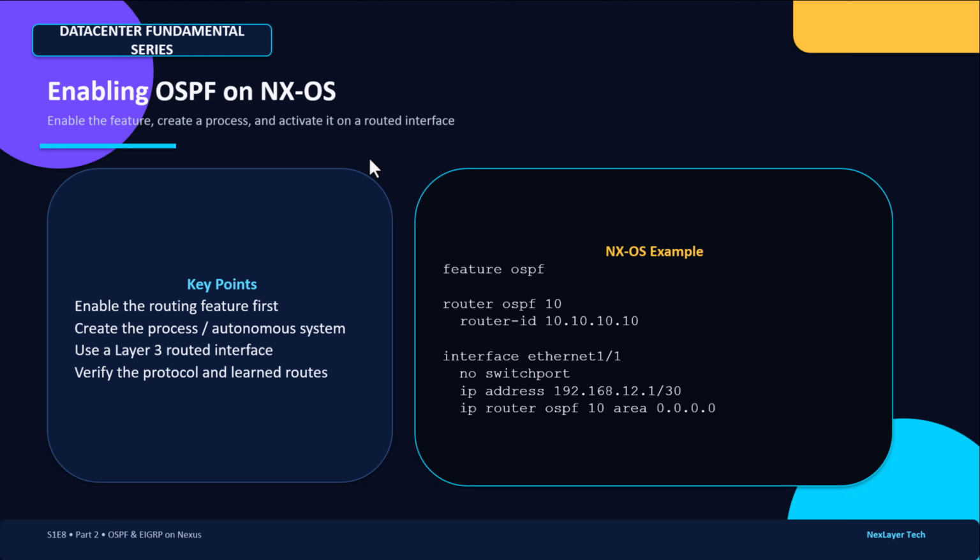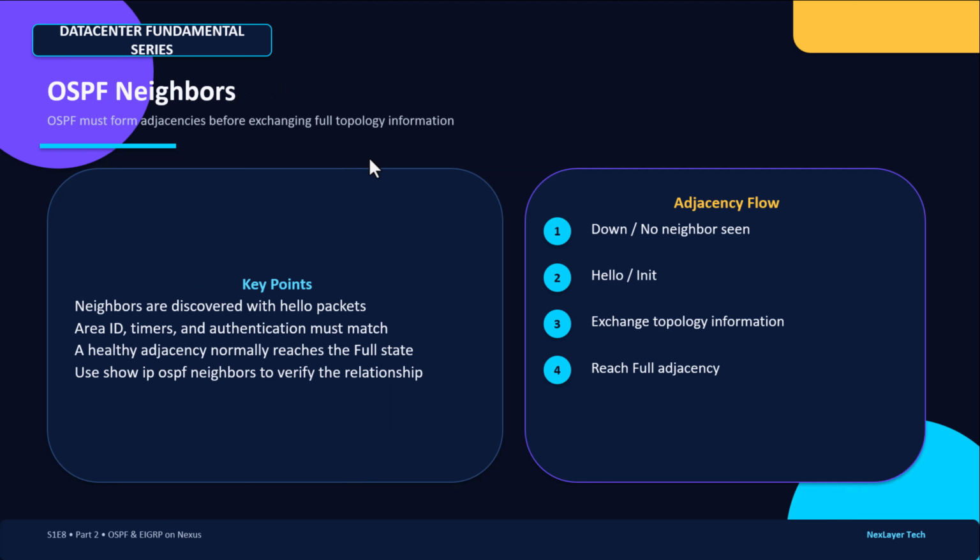After the neighboring Nexus switch is configured correctly, the two devices should begin discovering each other. Before OSPF devices can exchange their full routing information, they must first become neighbors. OSPF devices discover each other by sending hello packets. These hello packets are sent periodically through OSPF-enabled interfaces. When two devices receive compatible hello packets, they begin forming an OSPF neighbor relationship.